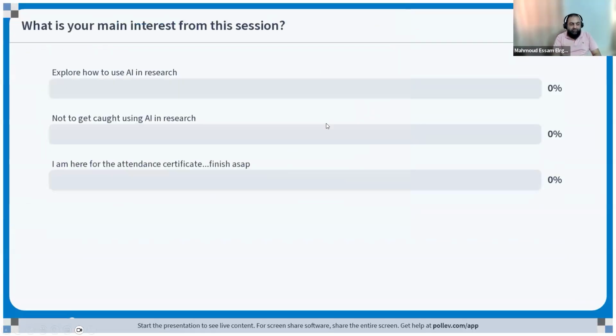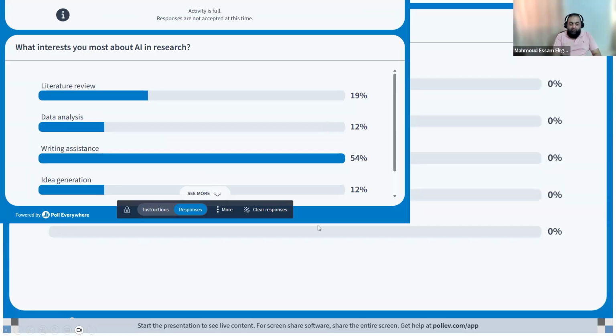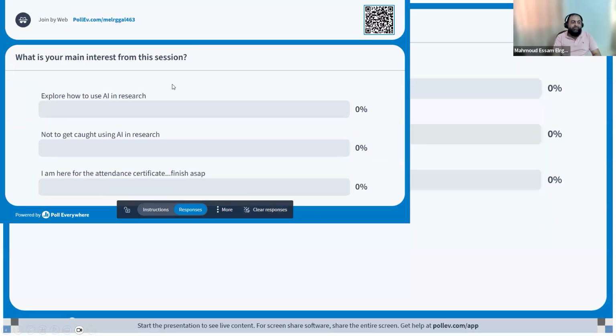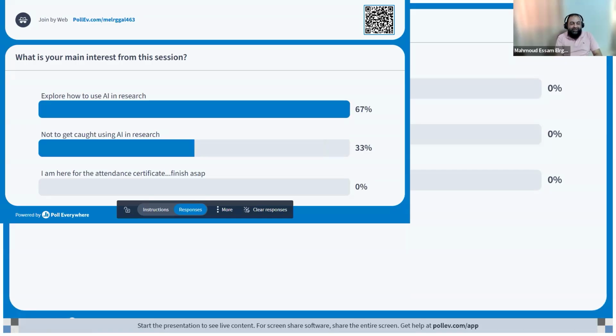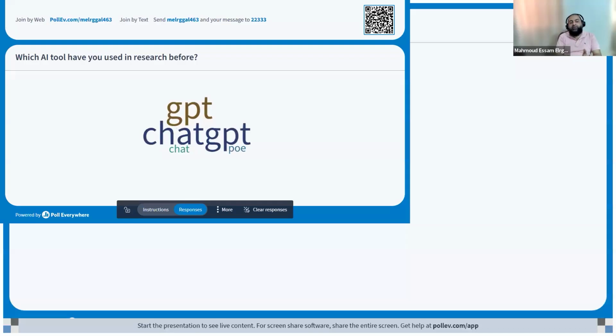Okay, moving on to the next question. What is your main interest from this session? Are you here to explore how to use AI in research, or not to get caught using AI in research, or I'm here for the attendance certificate? If there is something that you did not use, then it's good that we use it in our session.